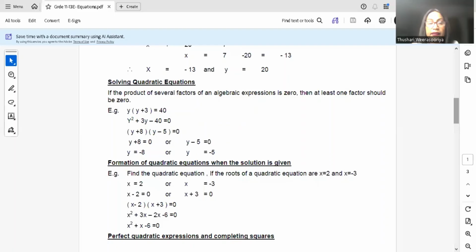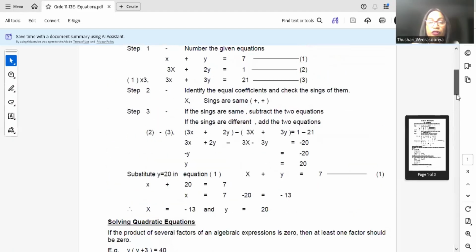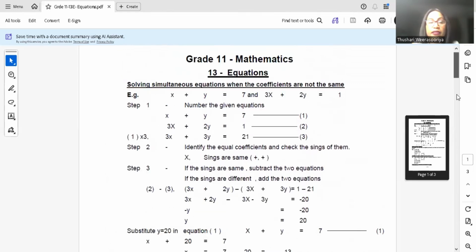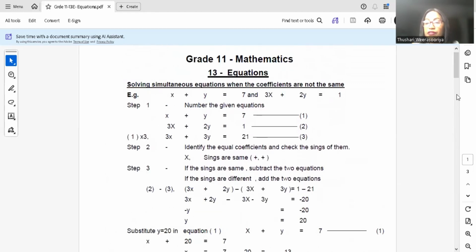Today I'm going to do the grade 11 second term English medium lesson, that is equations, chapter 13. Under this chapter, I'm going to cover simultaneous equations and quadratic equations.